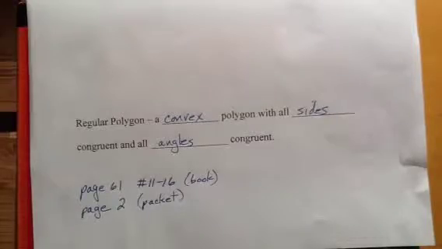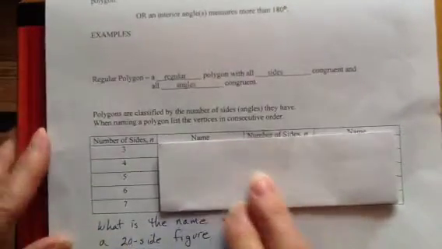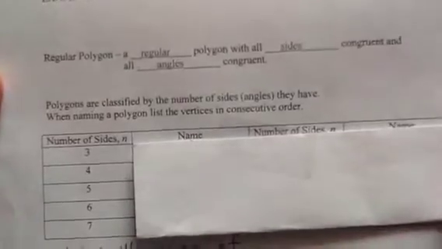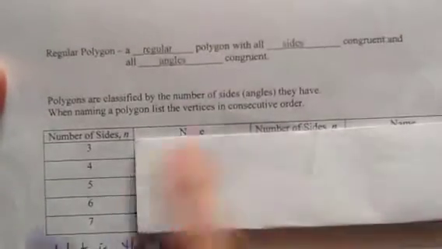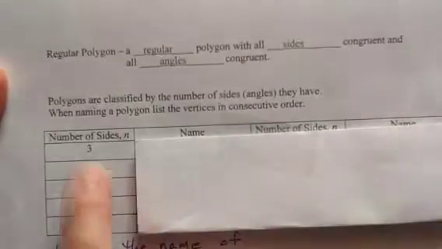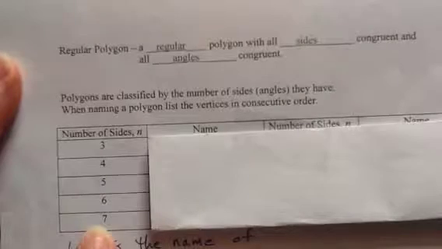The other thing you have to do on page 61 here is classify them by the number of sides. You have this table on the next page in your packet, and I want you to fill in the names of the polygons based on the number of sides they have.